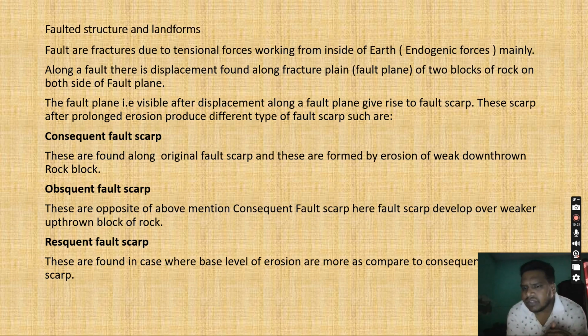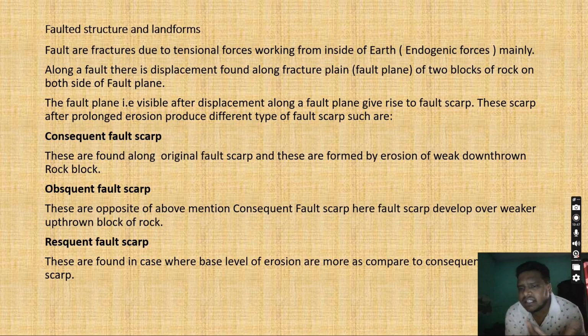What happens in thrust? Thrust is the same as reverse fault, but the angle between the fault plane and the horizontal is less than 45. In that case, it is called thrust. Now, the fracture plane along which the displacement of the rock happens is also called the fault plane, and the fault plane that is visible is called fault scarp.